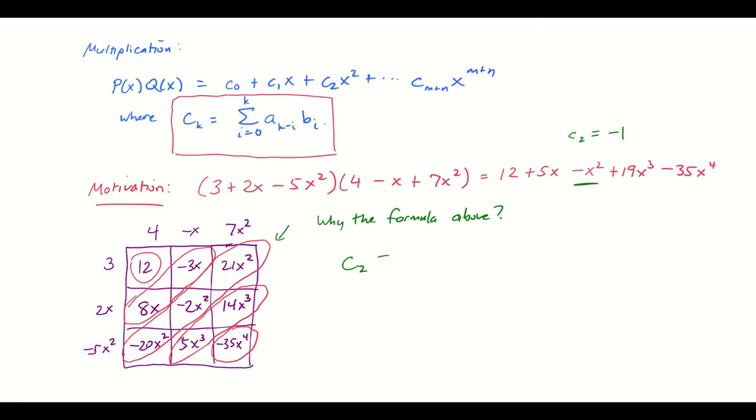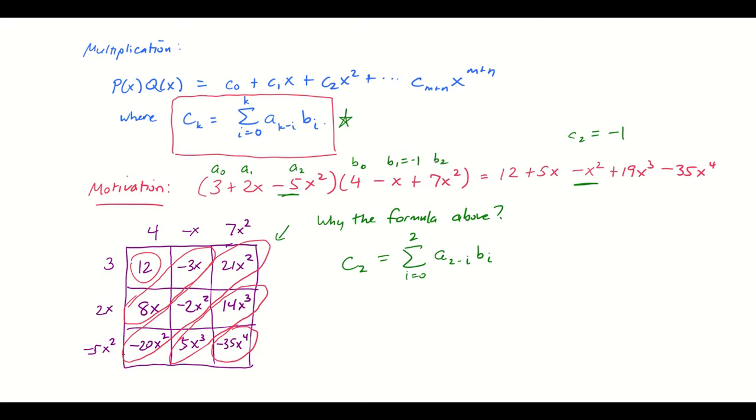According to our formula, c2 is supposed to be this. I'm just writing down what this formula is telling us. It's the sum from i equals 0 to 2, because we're finding the second degree coefficient, of a sub 2 minus i, b sub i. That's what the formula claims, but how do we actually do it in this example? Our two polynomials we could have called a0, and then this coefficient is a1, this coefficient is a2. Note the minus sign there. And then here we have b0, b1, note that's a negative 1, and then b2, that's 7.